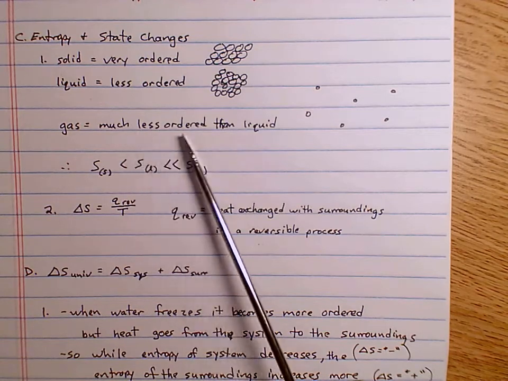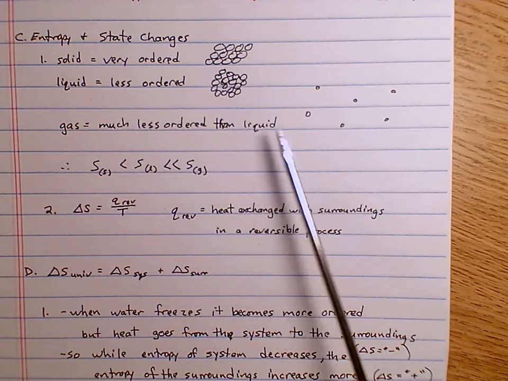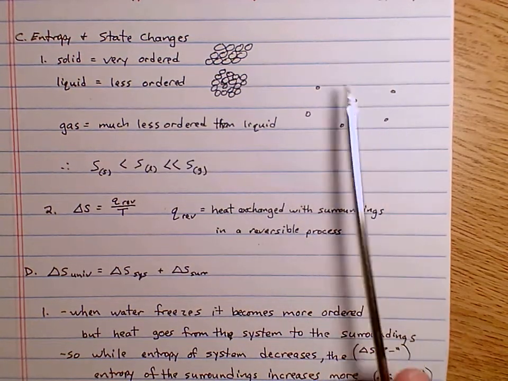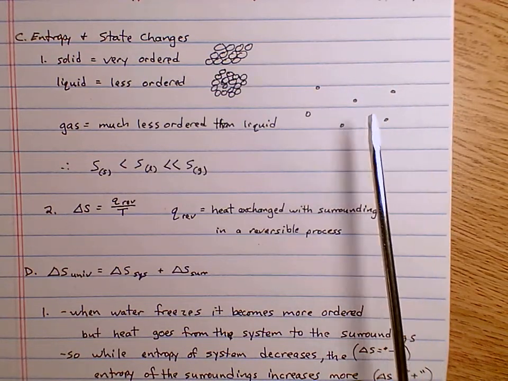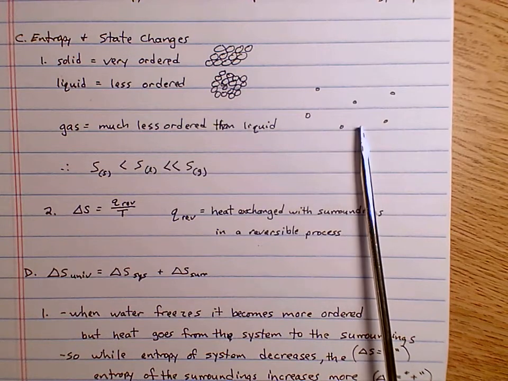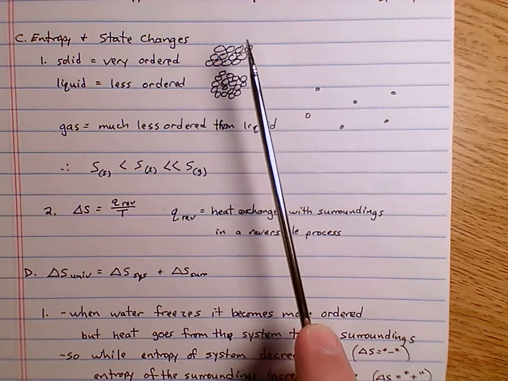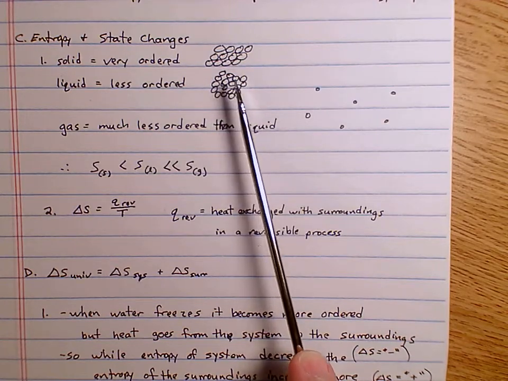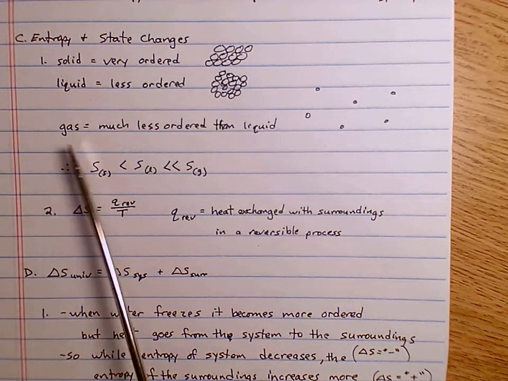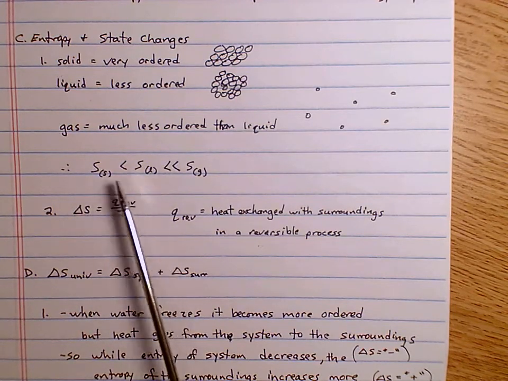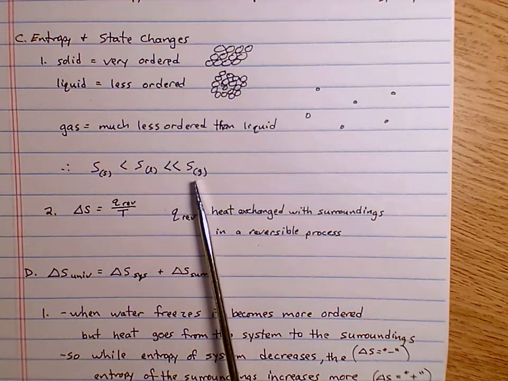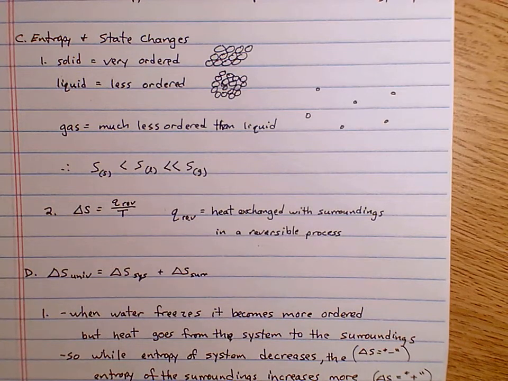In a gas, it's a much, much less ordered system. Those molecules are just randomly going in random directions, independent of each other. So a gas has a lot of entropy, a lot of randomness. Solid does not have much entropy at all. Liquid has a little bit more entropy than a solid, but gas a whole lot more.